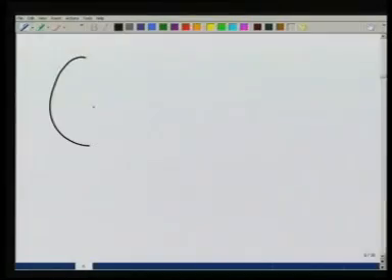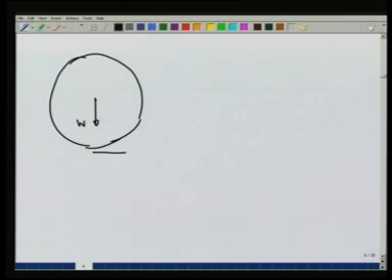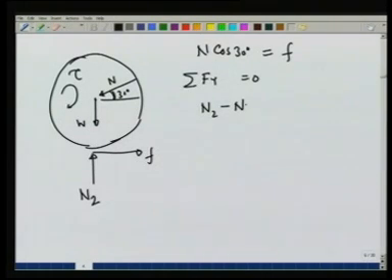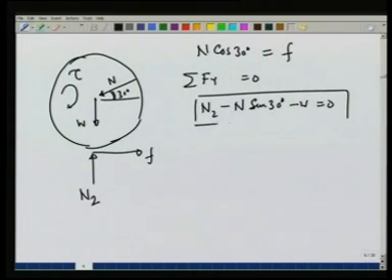Similarly, let me make the picture again. Here is the weight W, here is F, here is normal reaction N, here is the torque tau, this angle is 30 degrees. So, we found that N cosine of 30 degrees is equal to F. Summation F y is equal to 0 would give me, if there is a normal reaction N 2 here, N 2 minus N sin 30 degrees minus W is equal to 0. That is the other condition.